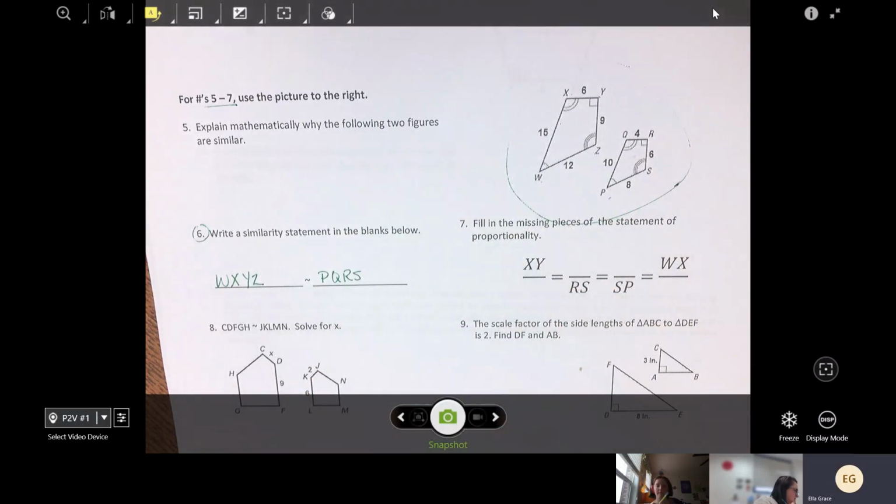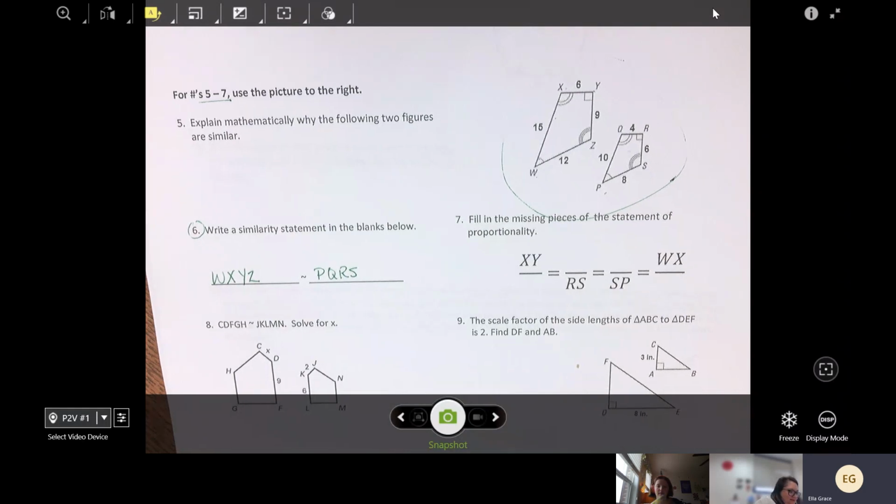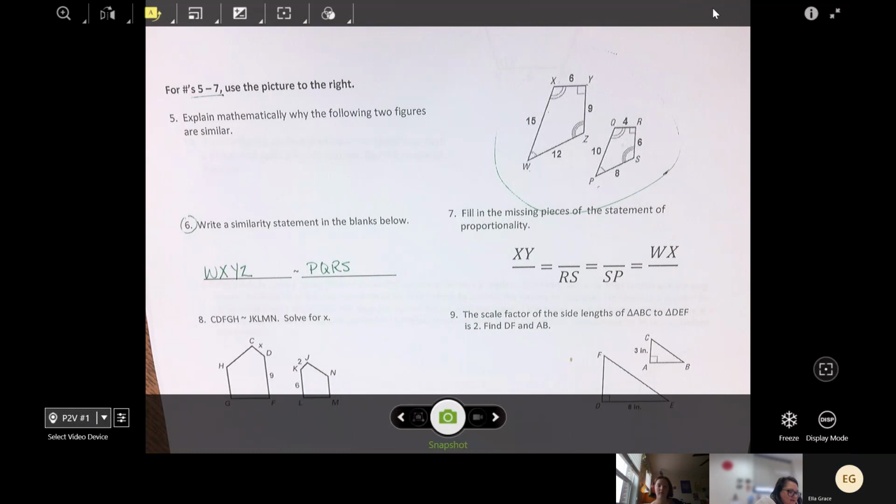Oh, that's a lot more simple than I thought it was. Yep. I thought I was making up something. I didn't realize that it was the picture.